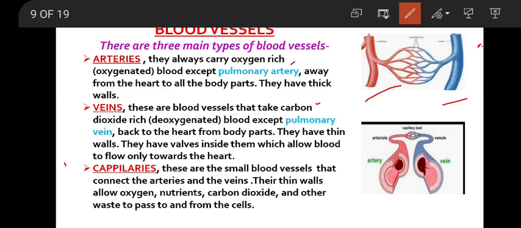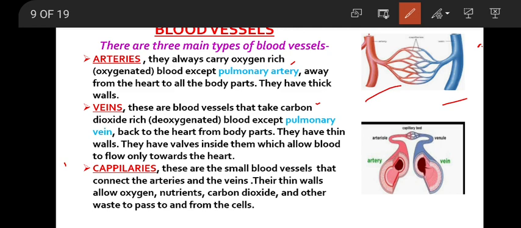They have valves inside them. So what is the function of these valves? They allow the blood to flow in one direction, that is, blood will flow only towards the heart; the blood cannot go back. So the function of valves is to control the blood flow in one direction, towards the heart.